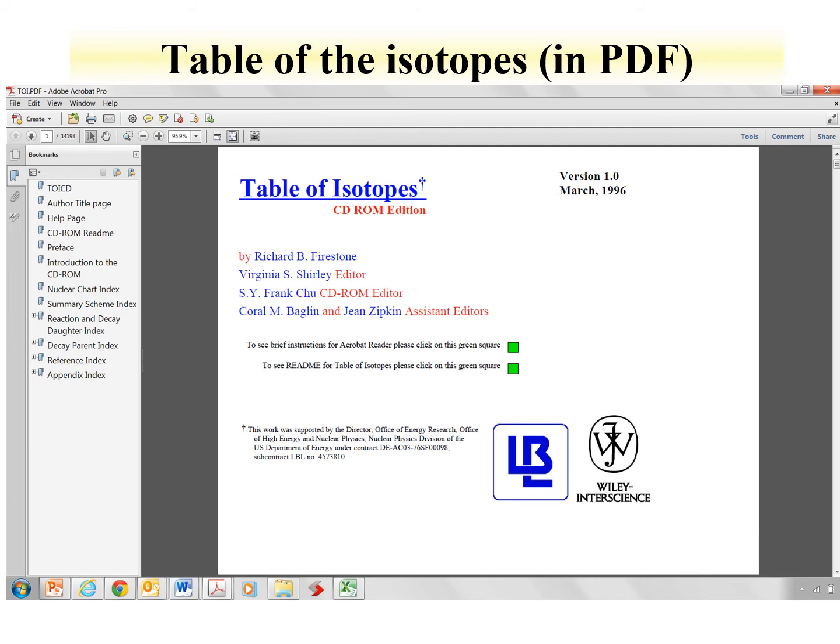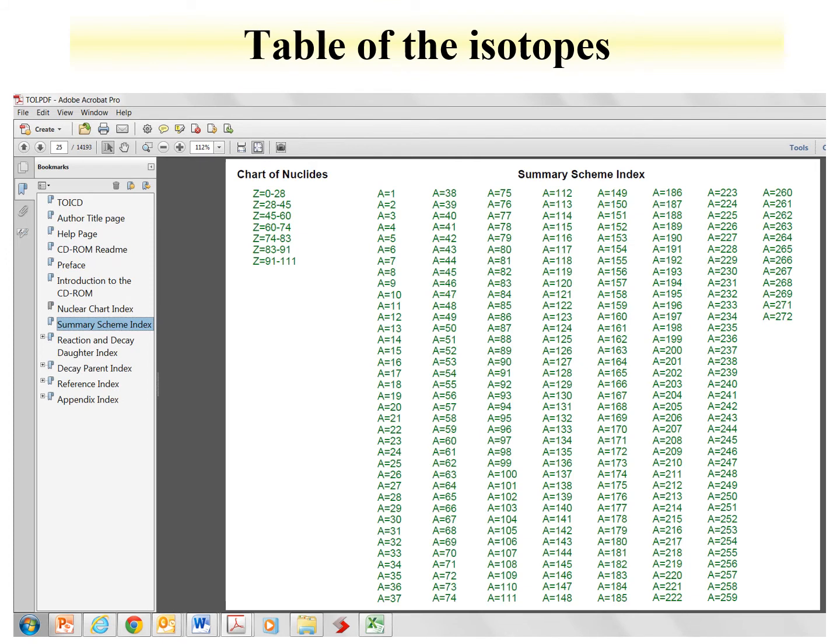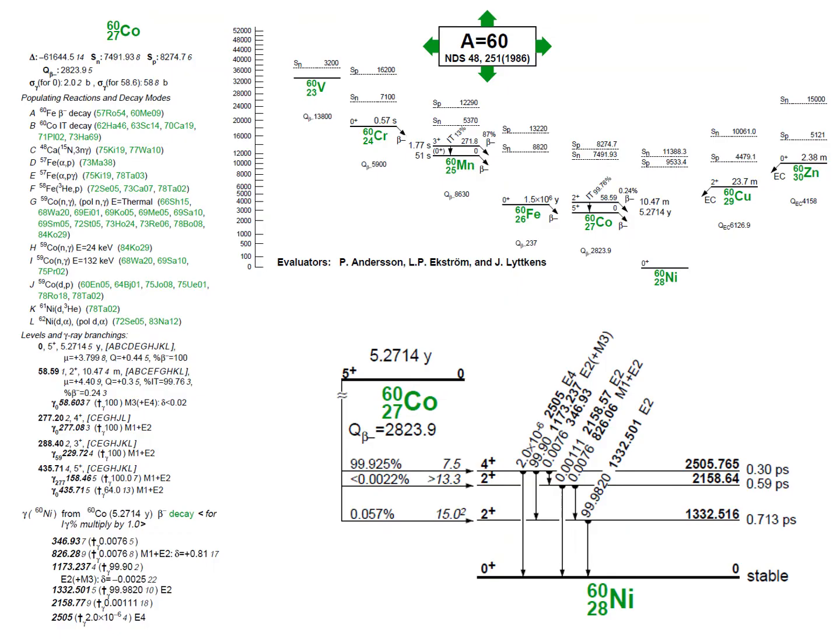One can utilize the table of the isotopes in the PDF form as shown here. Opening it up, you would see this page. You can click on the summary scheme index, and you would get a table that's shown here. This would allow you to pick any summary of isotopes with a given mass. For the mass parabola, for instance, we'll select A of 60. We would click on that, and it would pull up information, going to this mass parabola as shown here.